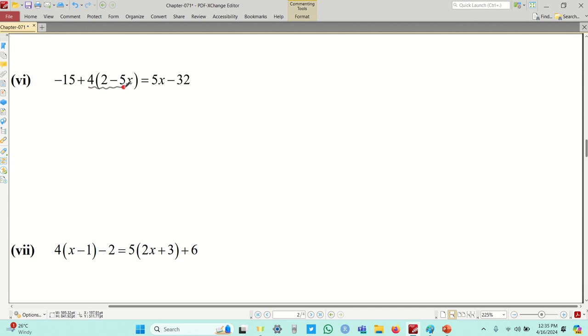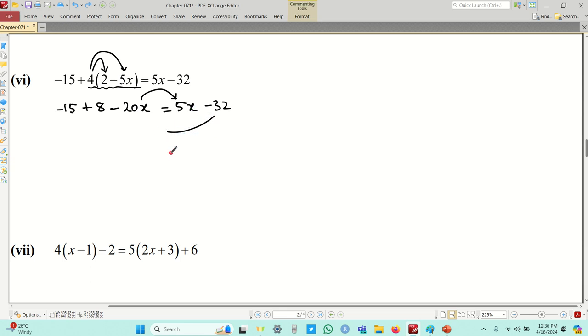See, here is the bracket. First, we need to simplify the bracket. Multiply 4 here, multiply 4 here. Okay, so minus 15 plus 4 into 2 is 8, minus 4 into 5 is 20x, is equal to 5x minus 32. Okay, now what do we need to do? We need to bring x terms together. So what will be easy? Easy will be you take the x term this side and you take this 32 this side. Okay, so it is up to you.